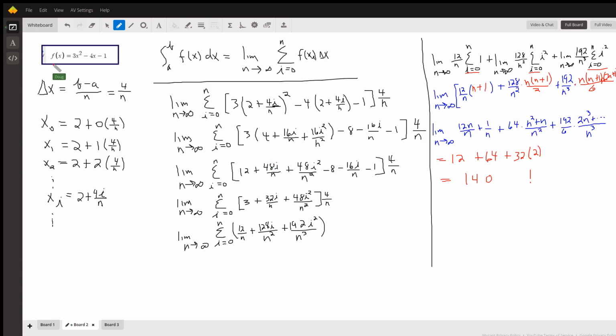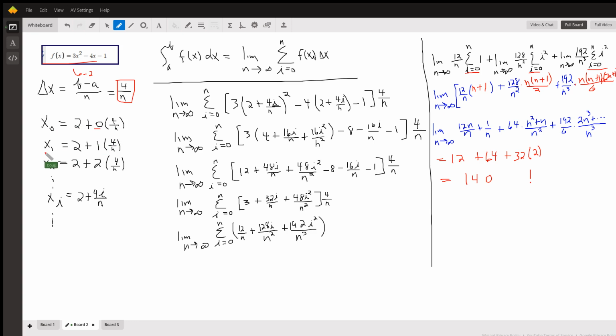So here we go. Here's the function. If we're going from 2 to 6, that's 6 minus 2 over n, so 4 over n. This would be delta x, the width of each rectangle. And to get the x sub i's that are going to give us the height of each rectangle, you could picture starting with x sub 0 at the left-hand endpoint, and we add on 0 widths, 0 of these 4 over n's.